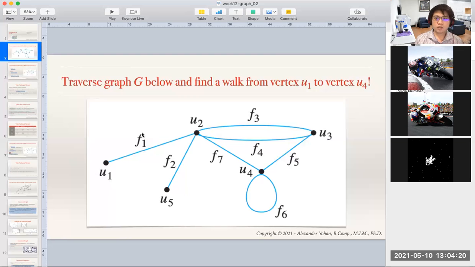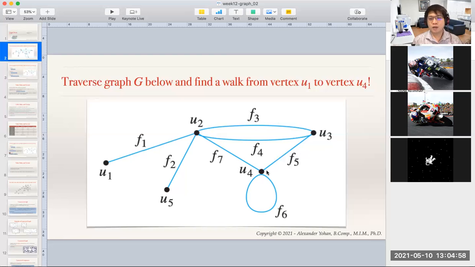Right? Can you find any other route aside from the one that Kathleen mentioned earlier, Gabriel or Kenneth? U1, F1, U2, then F3 or F4, and U3, F5 and U4. Correct. So this is also another route that leads from U1 to U4: U1, F1, U2, either F3 or F4, and then U3, F5, and U4.